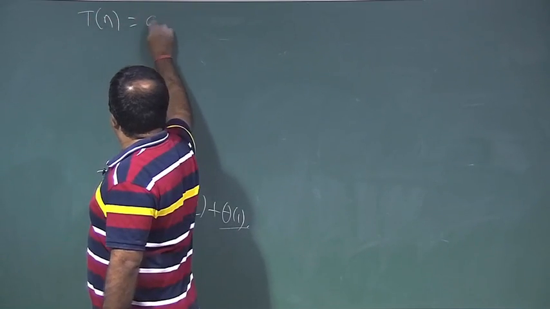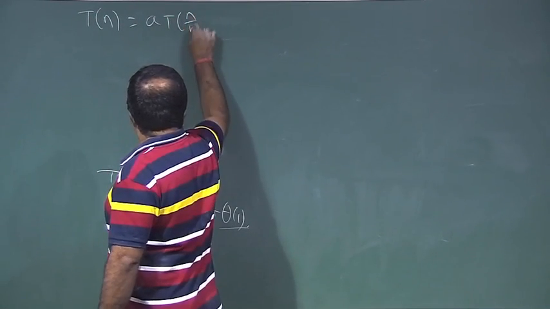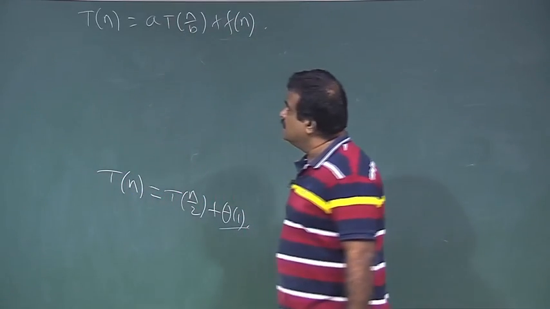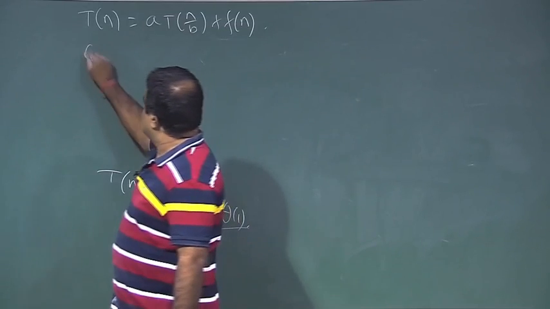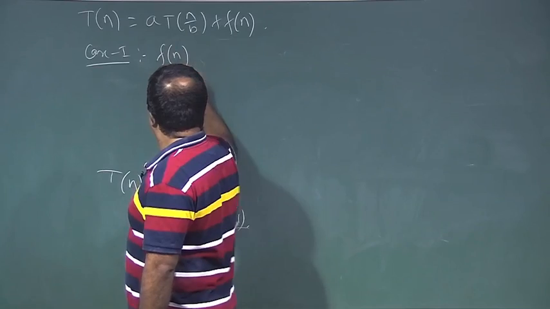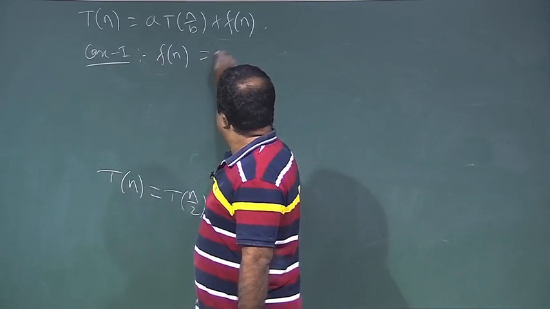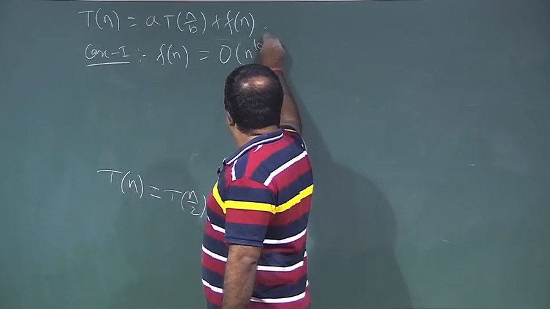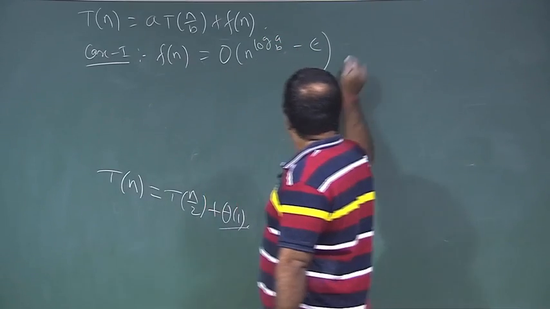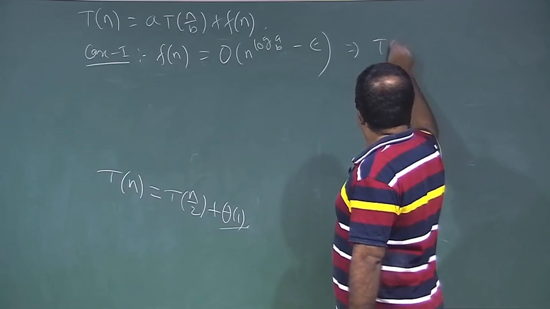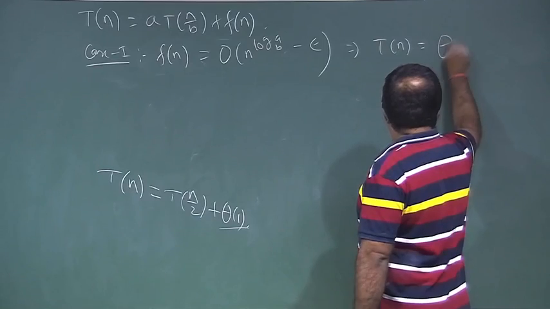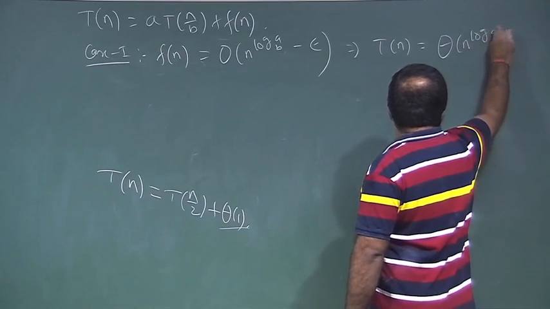So, if we compare with this, let us recall the master method. The master method recurrence is T(n) = a T(n/b) + f(n). It has 3 cases. Case 1 is f(n) is big O of n to the power log a base b minus epsilon. That means this is more, then the solution T(n) is big theta of n to the power log a base b.